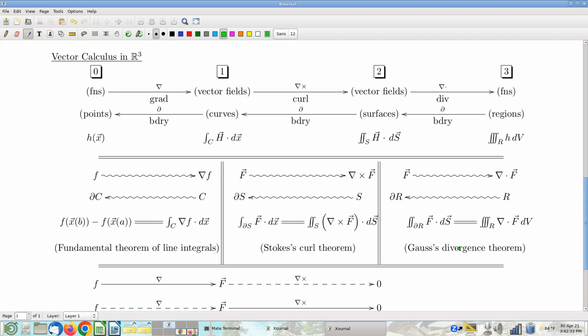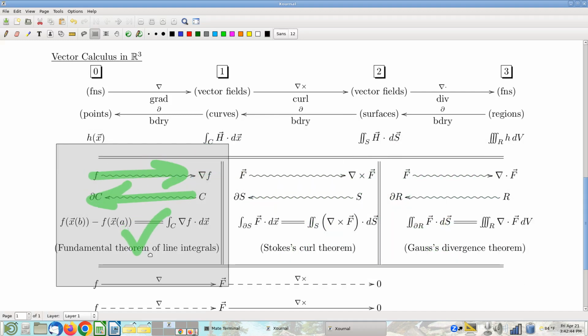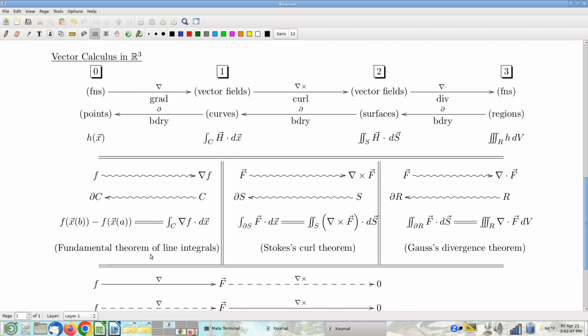Okay, so we've talked about how the theorems all look the same: Stokes's curl theorem, Gauss's divergence theorem, and the fundamental theorem of line integrals all look the same. I also want to remind y'all how path independence looks on this diagram, or what I like to call the special vector fields. Special vector fields when you're talking about vector line integrals. Special because of several different properties.